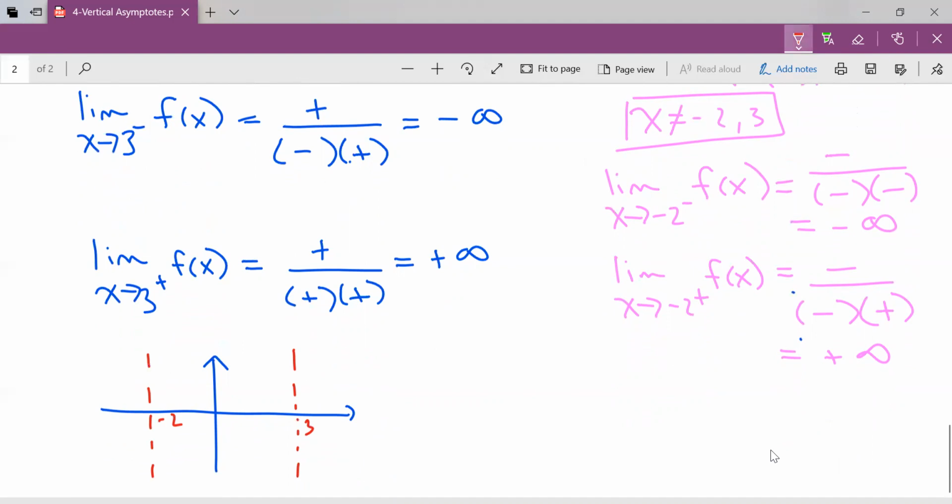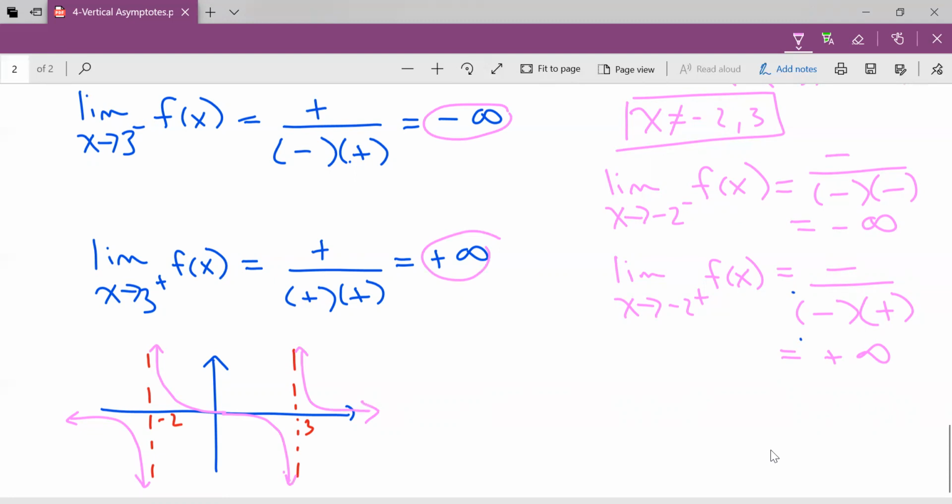So what this thing does is, as we approach -2 from the left, we go to -infinity. As we approach -2 from the right, we go to positive infinity. Then it's going to come down here. And as we approach 3 from the left, we're going to go to -infinity. And as we approach 3 from the right, we're going to go to positive infinity. And so that function is going to look something just like that.